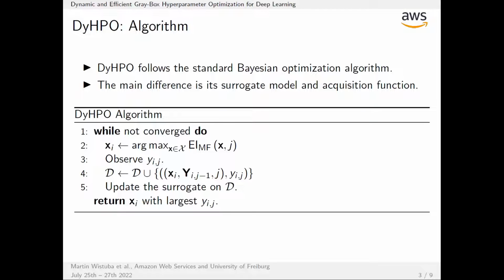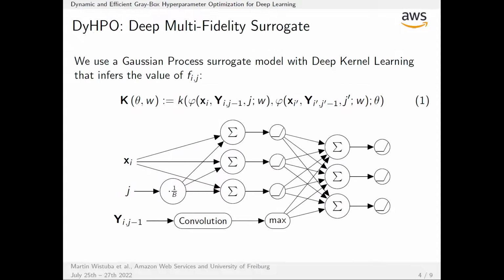In fact, the DyHPO algorithm isn't any different from the standard Bayesian optimization algorithm. The main difference is which surrogate model and which acquisition function we use. As a surrogate model, we still use a Gaussian process with a change in the kernel. We use the kernel we see in equation 1, where K is the RBF kernel, and phi is a neural network as shown down here.